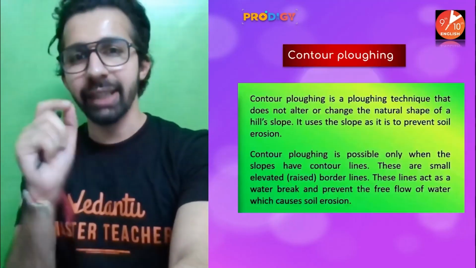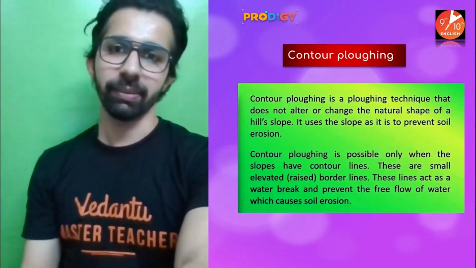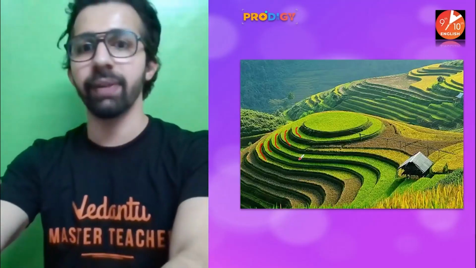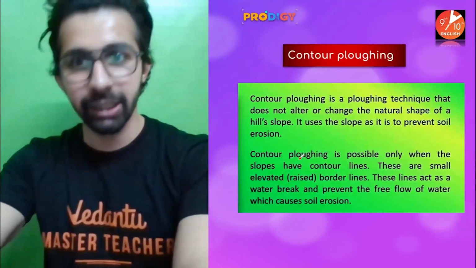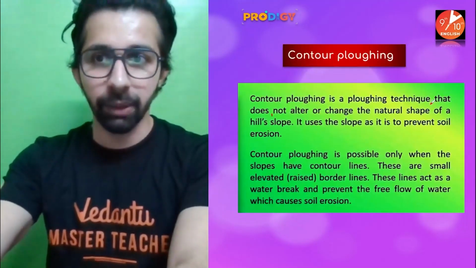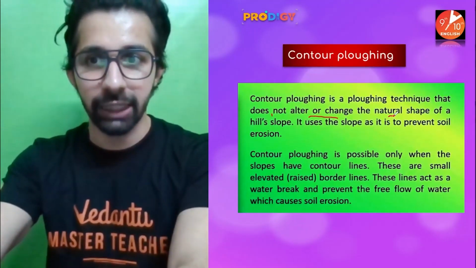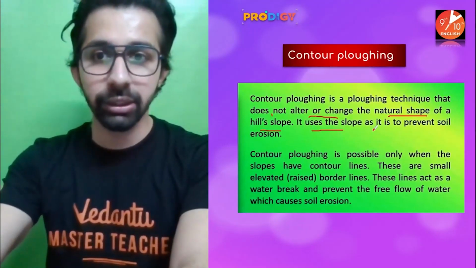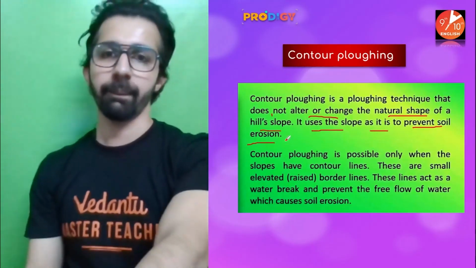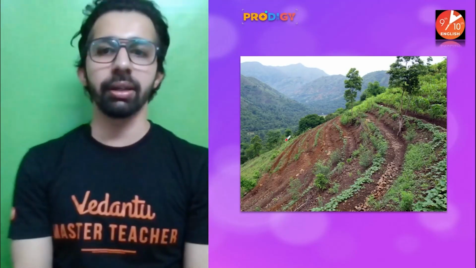All right, guys, terrace farming and contour ploughing are actually similar. In contour ploughing, these steps are in a natural form, naturally formed. The land is not altered. In terrace farming, the land is altered by the farmers to make such steps. But contour ploughing is a ploughing technique that does not alter or change the natural shape of the hill slopes. It uses the slope to prevent soil erosion. So these are natural slopes, and on these natural slopes, cultivation is done. All right, guys, this is the difference.